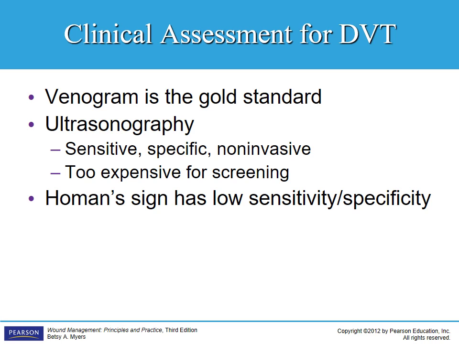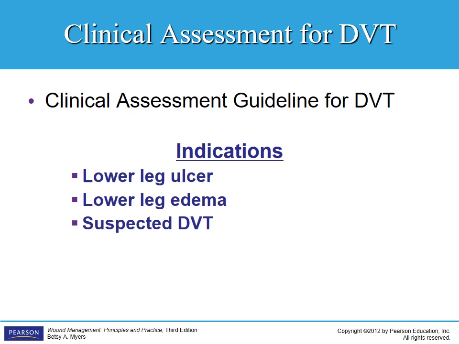So we also, I think, talked about the Homan sign. You guys remember, if you quickly dorsiflex the foot and there's pain in the calf, that's Homan sign, and it's said to be a risk for a DVT, but in research it has been shown to have really low sensitivity and specificity. So we want to follow the clinical assessment guideline for DVT, which is using the Wells survey, the Wells outcome tool, which is so much better, so much more highly sensitive for DVT.